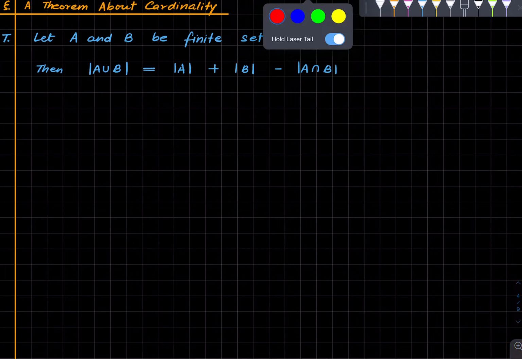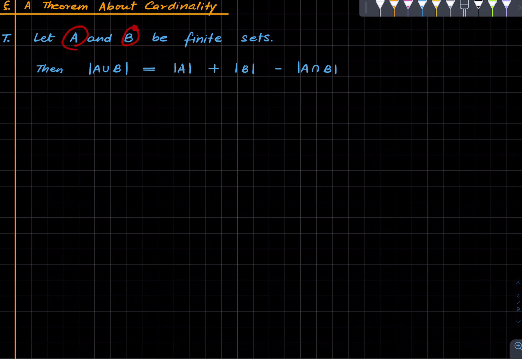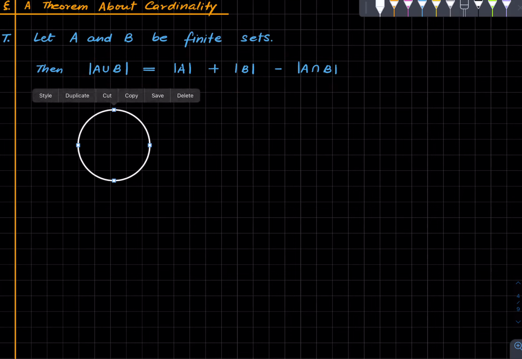So if A and B are finite sets, then the cardinality of the union is the sum of the cardinalities of the individual sets, but you subtract out the cardinality of the intersection. So if A and B were disjoint sets, then one can easily see that this is true. And even in general, you just make two circles or maybe blobs.